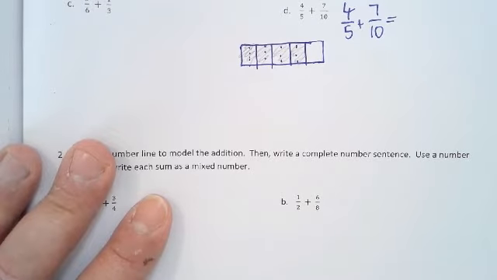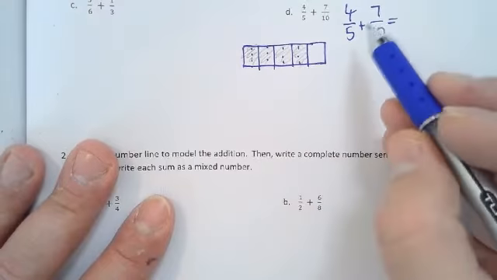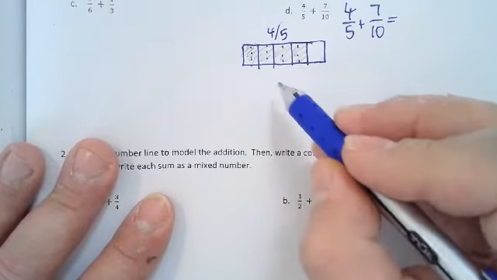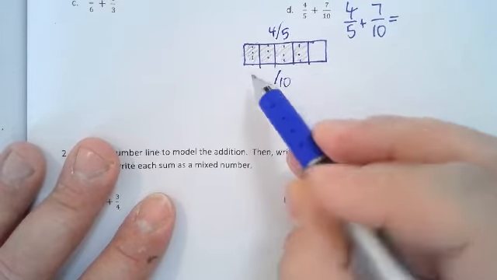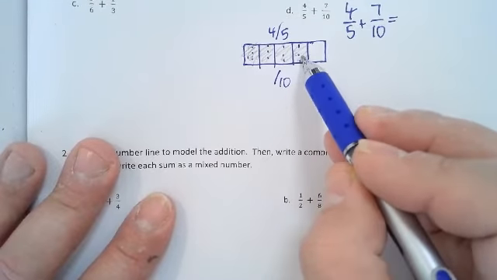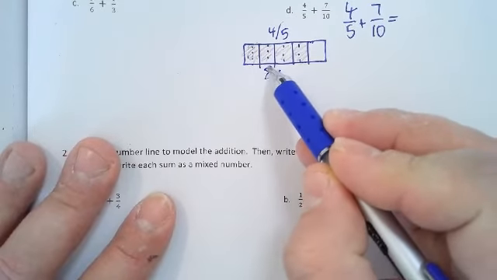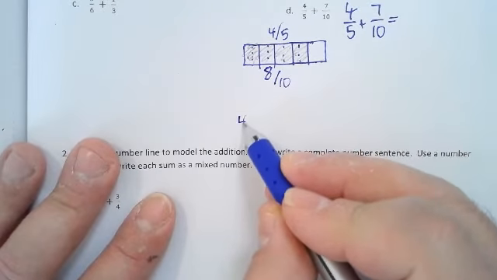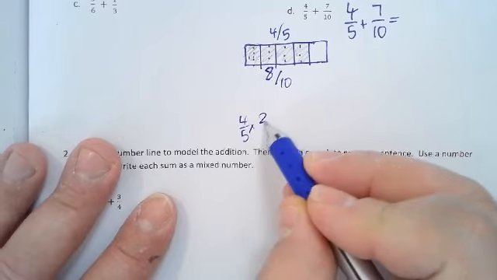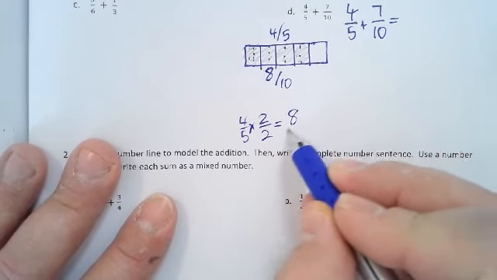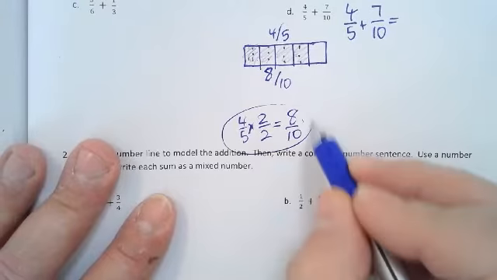All right, now let's see what we get. So 4/5, I'm gonna write it up here, is actually equal to how many tenths? Let's count the parts. 1, 2, 3, 4, 5, 6, 7, 8. That makes sense, right? Because 4/5 times a factor of 2 over 2 equals 8/10. That's what I want us to focus on right here.